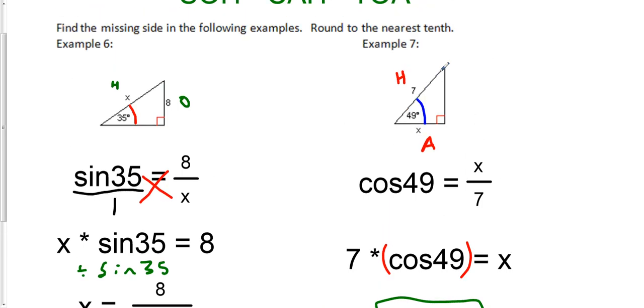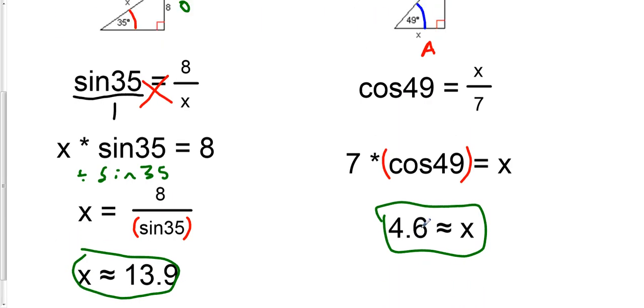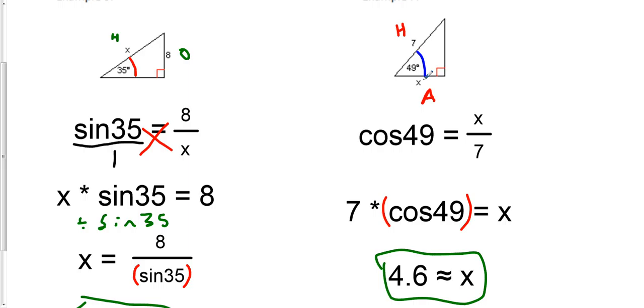And again, that makes sense. If our hypotenuse here is 7, this leg should not be any longer than 7. Looks like it might be around half that, maybe a little bit bigger. So 4.6 is a reasonable answer.